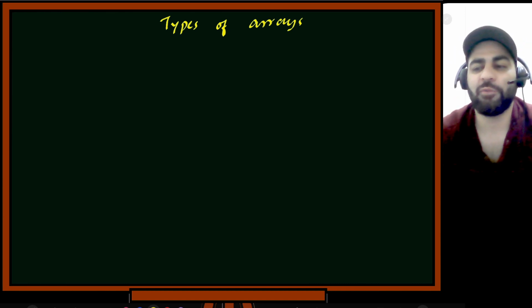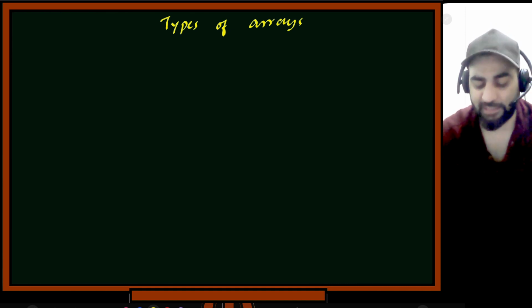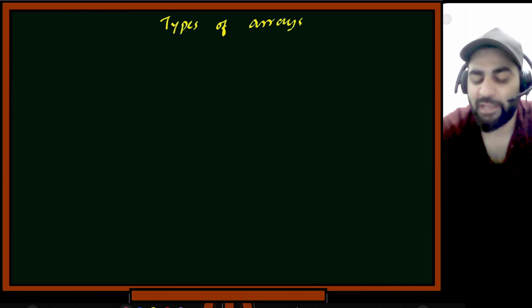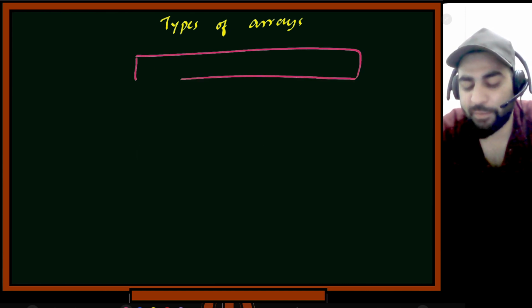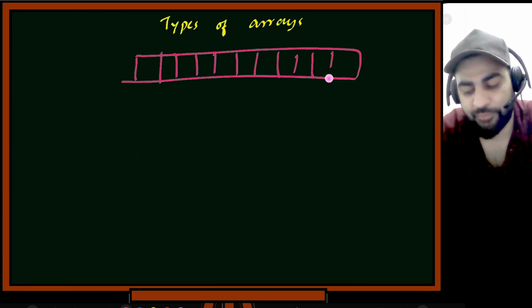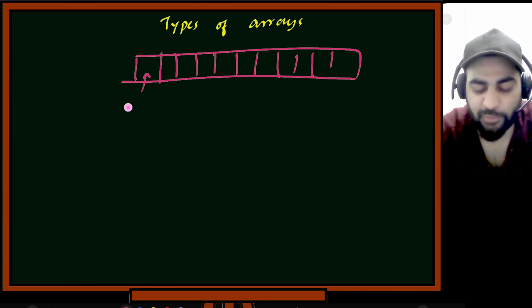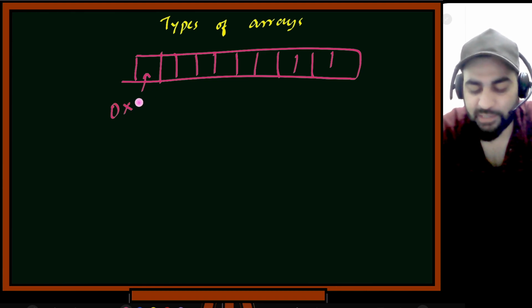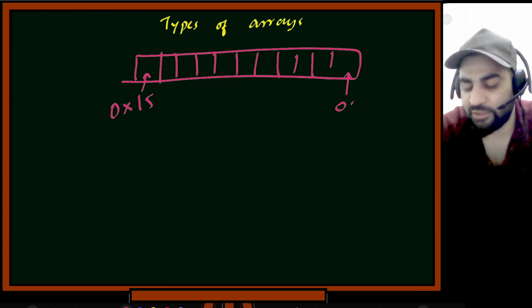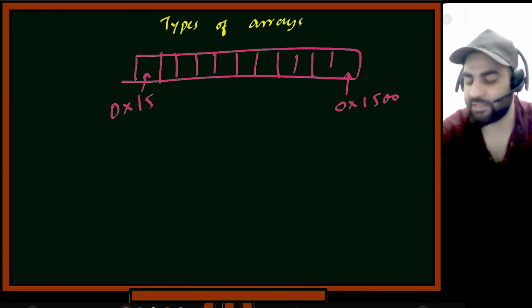So for that, we give different types of arrays, for the ease of coding. Otherwise, you know that RAM basically is a run of memory. So RAM is like a run of memory. RAM's addresses will, let's suppose, start from 0x15 and end at 0x1500. This is just a run of memory.